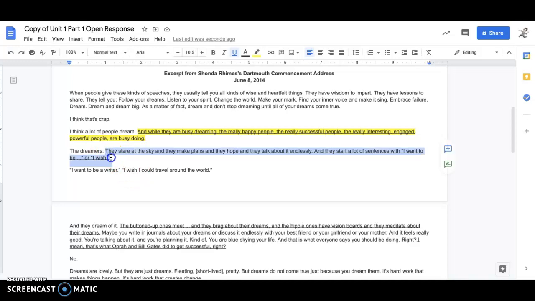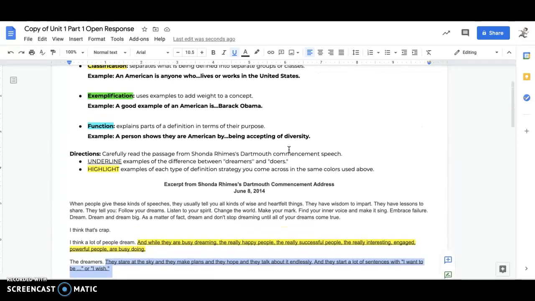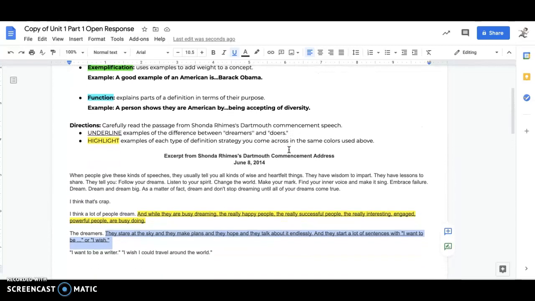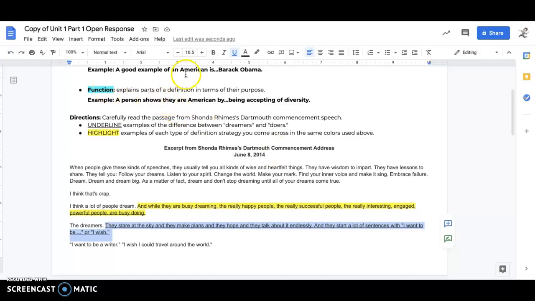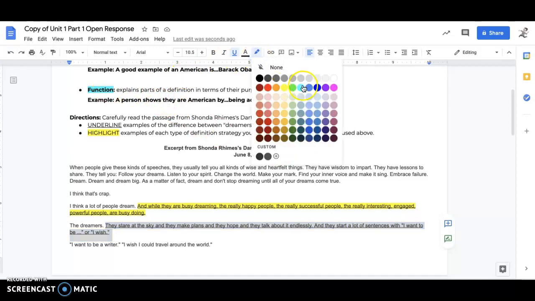The next one down here is talking about things that dreamers do, right? So certain activities that they do that have the purpose of defining them as dreamers. They stare, they make plans, they hope, they talk, and they start sentences in this particular way. So all of those actions have purpose, and that purpose is to define them as dreamers. So for this reason, that classifies as function.